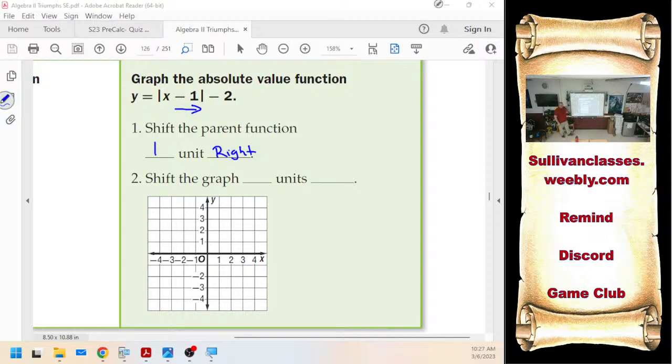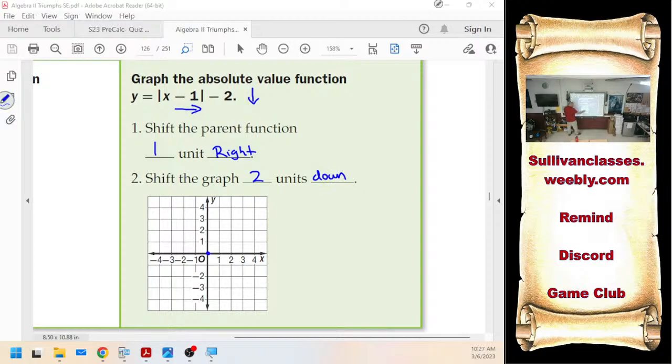Look at the cheater. Well, it's not the cheater, it's your notes. Okay. -2 is outside the grouping. Look at your notes. -2 outside the grouping means what? So I'm going to go 2 units down.